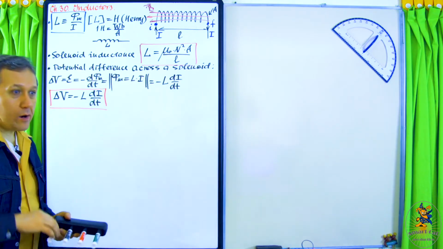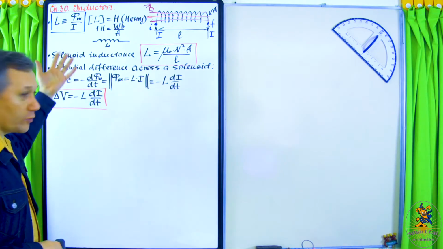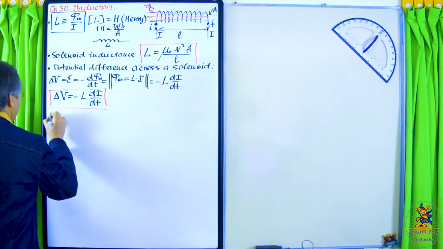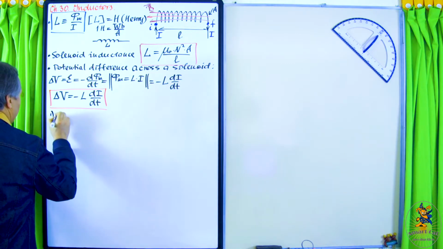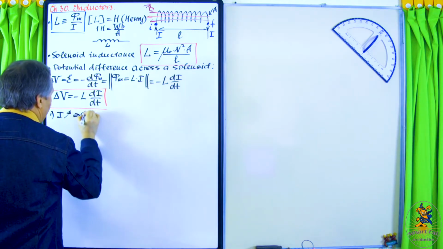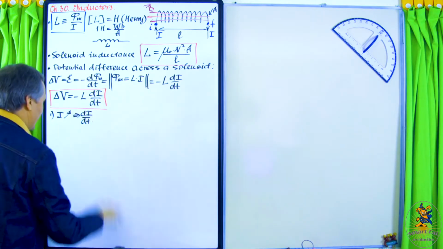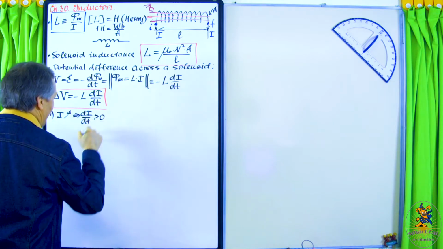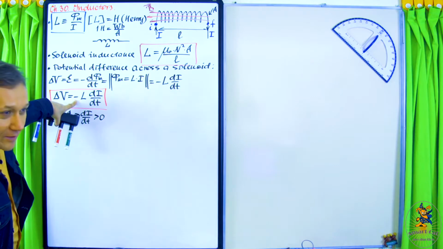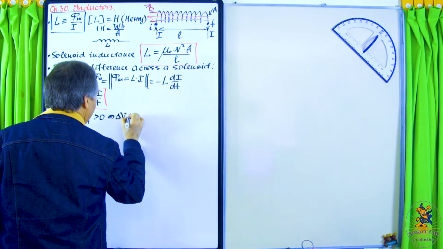Now let's look at three situations: when current is constant, when current is growing, and when current is dying. Let's quickly look at that. First, the situation when the original current through the solenoid is growing. It means that di over dt is positive. With the minus in front, we get that delta V is negative. Let me draw.